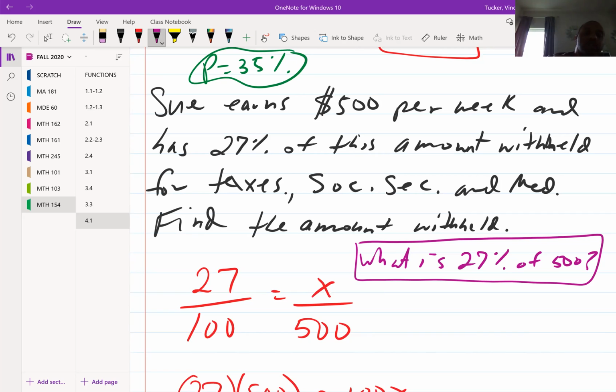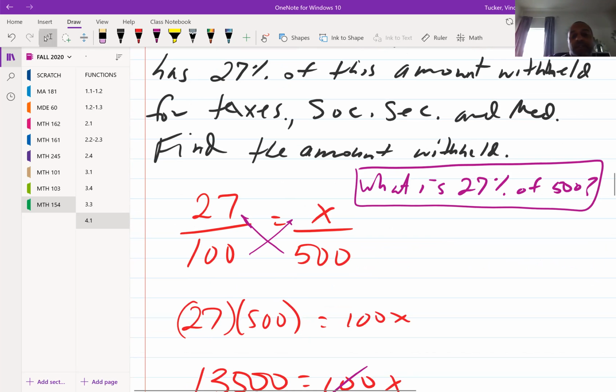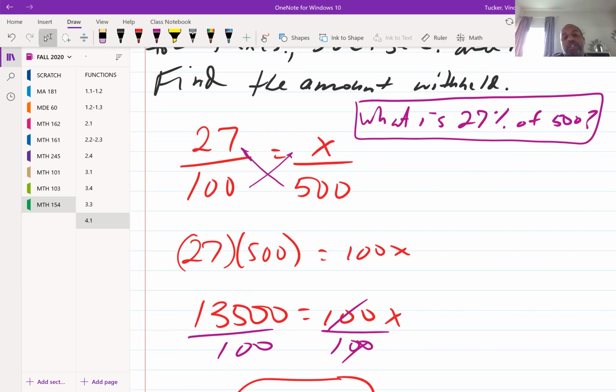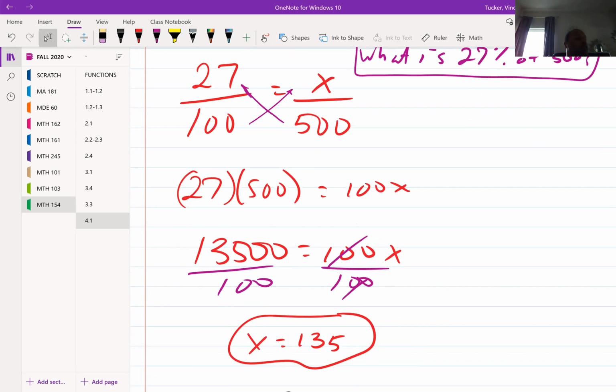All right. Cross multiply: 500 times 27, 100 times X. Divide by 100. 13,500 divided by 100 will leave you with $135. All right, questions.